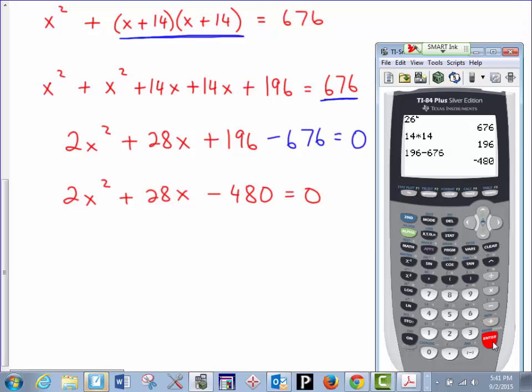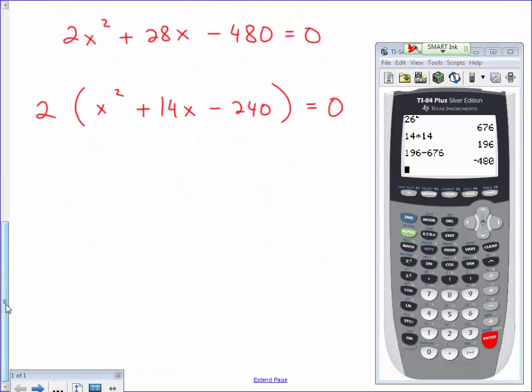Now, there's different ways to solve quadratic equations. One way we know is to factor, and I'm actually going to try that first because I see that each term on the left-hand side shares a factor of 2. So I'm going to factor out a 2 first. Doing that, I would have an x squared left as the first term, a 14x left as the middle term, and then a negative 240 left as the last term, and then still equals 0.